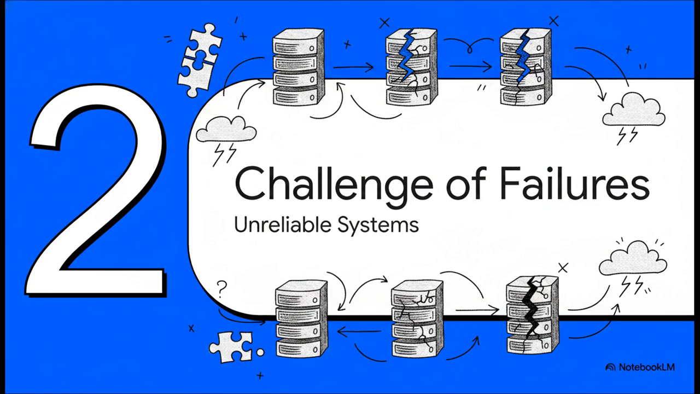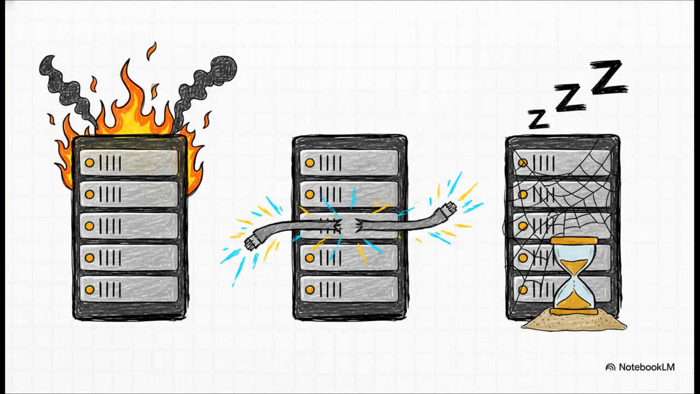Unreliable systems. Okay, so if consensus is the holy grail, why is it notoriously so hard to pull off? Well, let's face the harsh reality of distributed systems. Partial failures are the norm. Machines die without warning, network links snap. But honestly, the really sneaky issues are unbounded delays and process pauses.